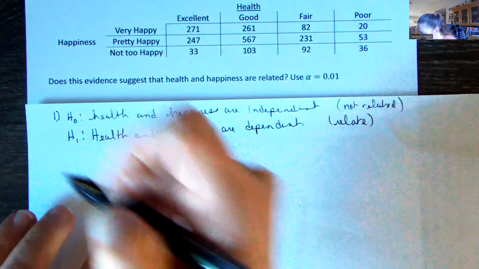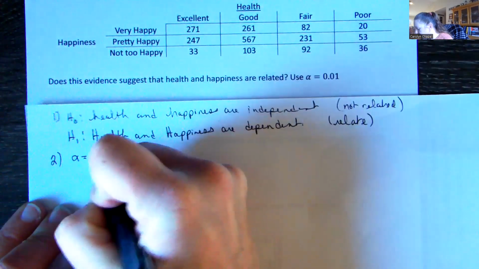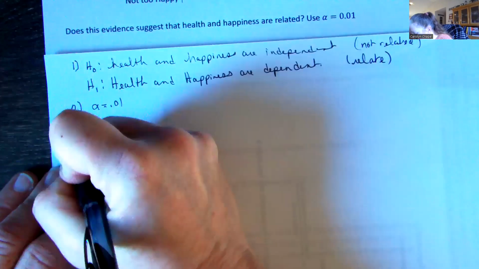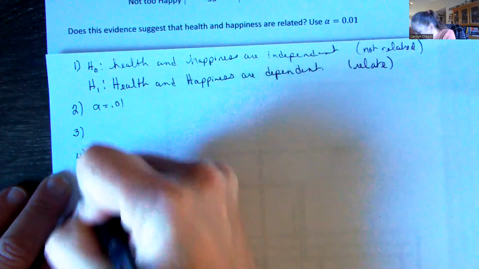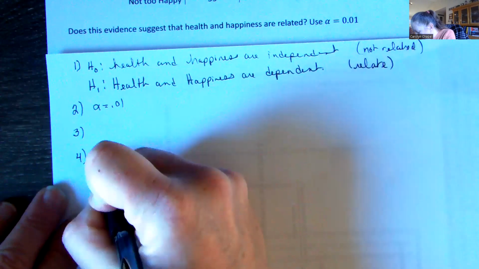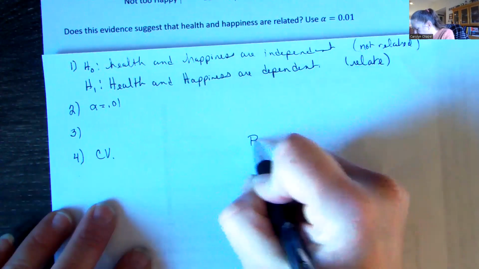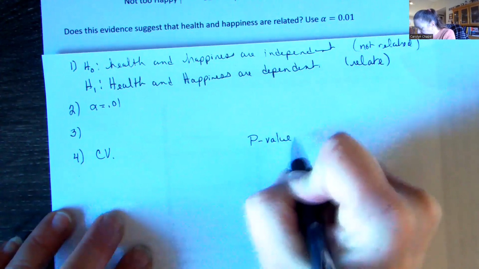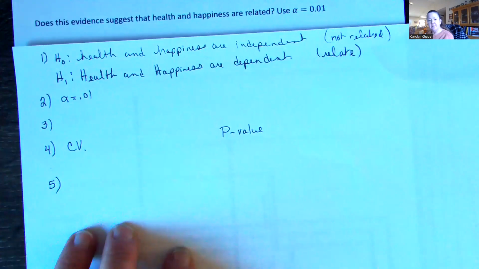Okay. Our step 2 is the alpha level. We were using alpha to be 0.01. And step 3 is our test statistic, which I'll get from StatCrunch. Step 4 is our critical value, which I'll get before we go to StatCrunch, but I'll also get our p-value from StatCrunch. And then step 5 is to make our conclusion and so forth.